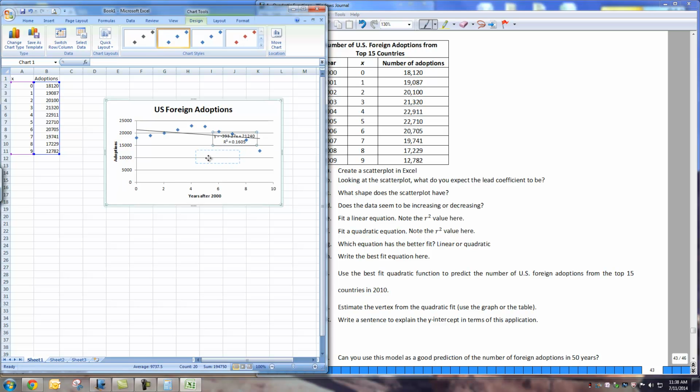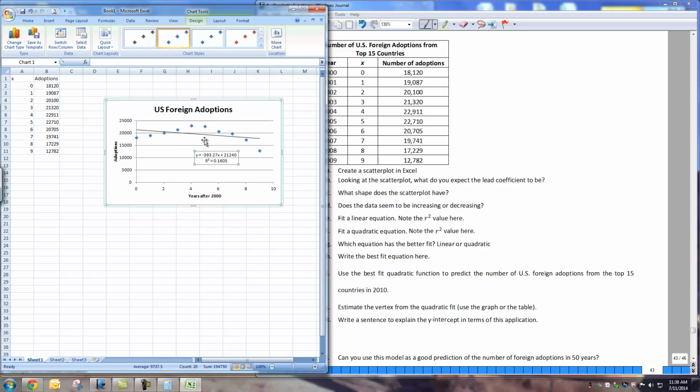Now notice I'm fitting it here with the linear equation. And my R squared value is 0.16, which is very, very low. Remember, we want that value to be at least 0.8. So we fit it with the linear equation, and the R2 value is 0.1605.